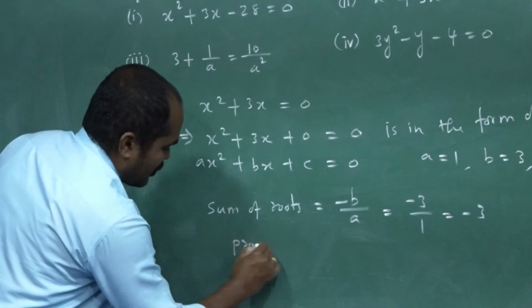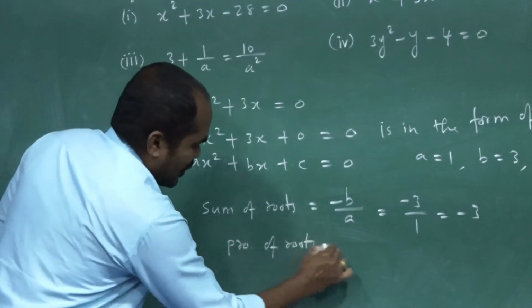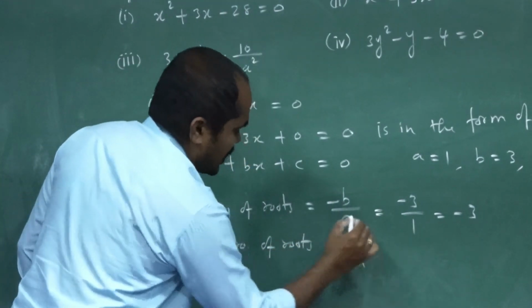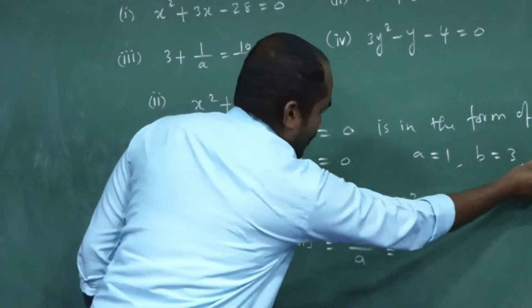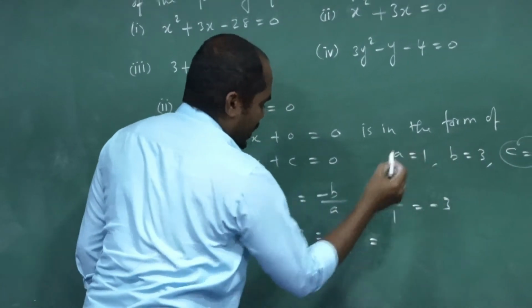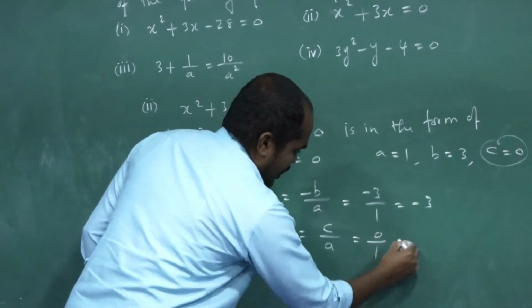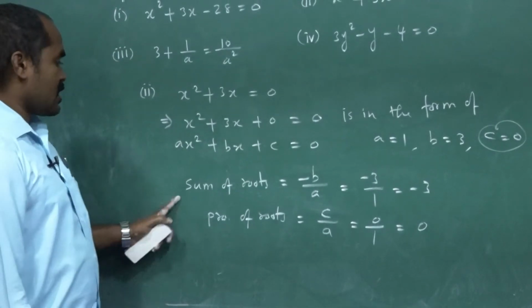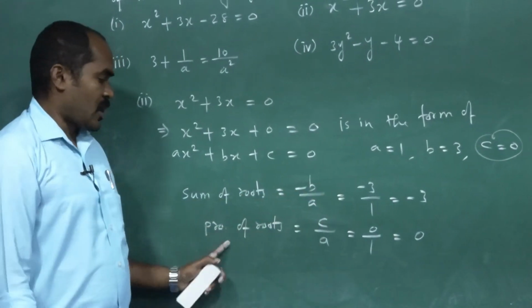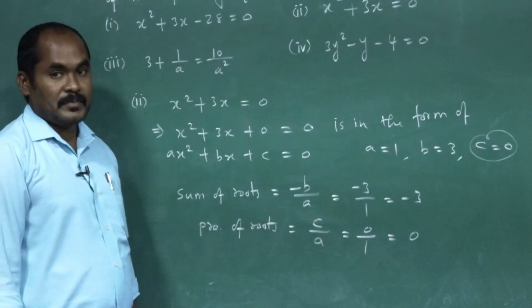Then the product of roots. The product of roots formula is c/a, that is the constant term by the coefficient of x². So c value is what? 0. 0/1 is 0. So the sum of roots is -3 and the product of roots is 0.